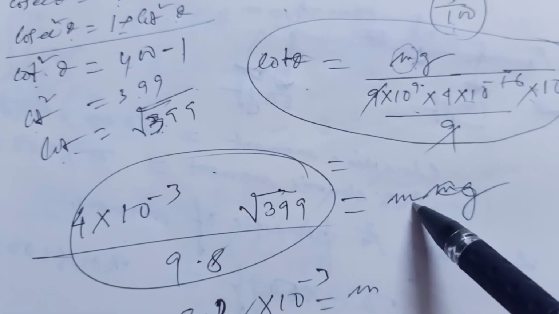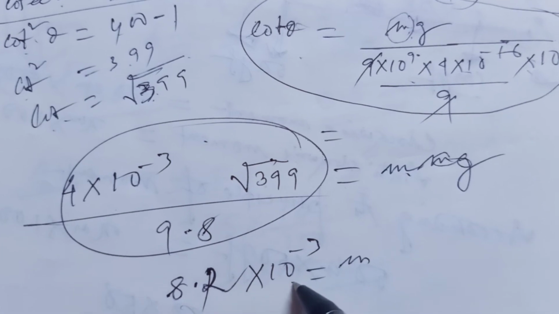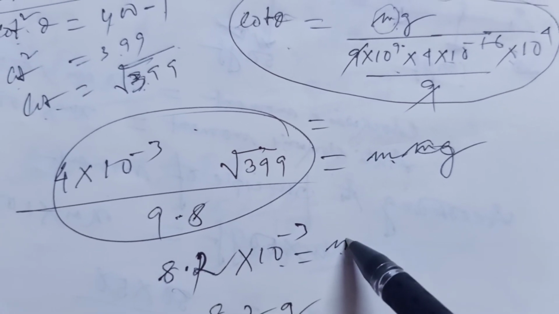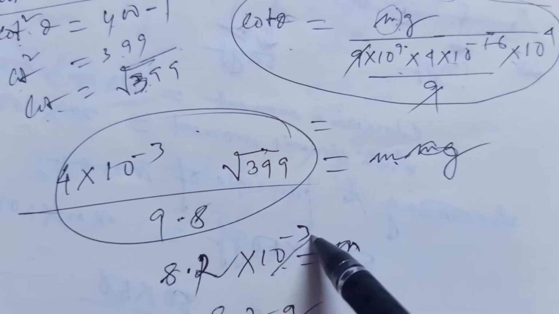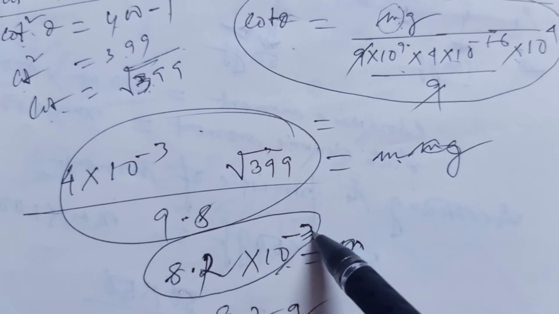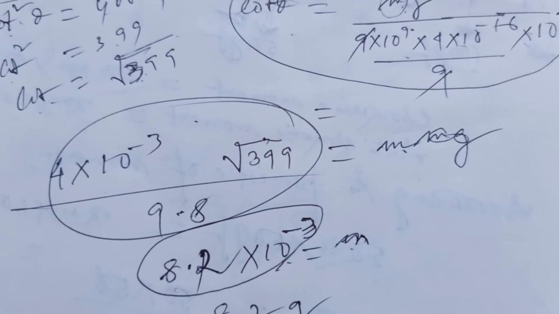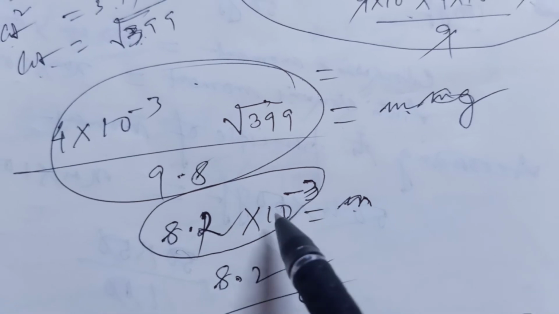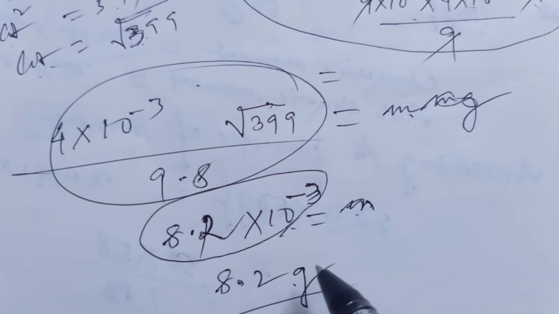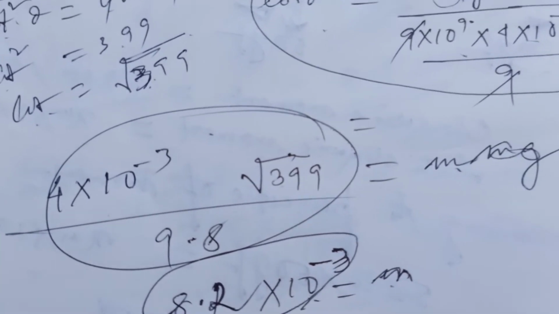Then multiply this one, and we get mg, m, and we take g as 9.8. So m equals this one. So 10 to the power minus 3 kg, and if we convert it, that is 8.2 gram, by multiplying by 10 to the power 3. So this is in gram. So the answer is so simple.